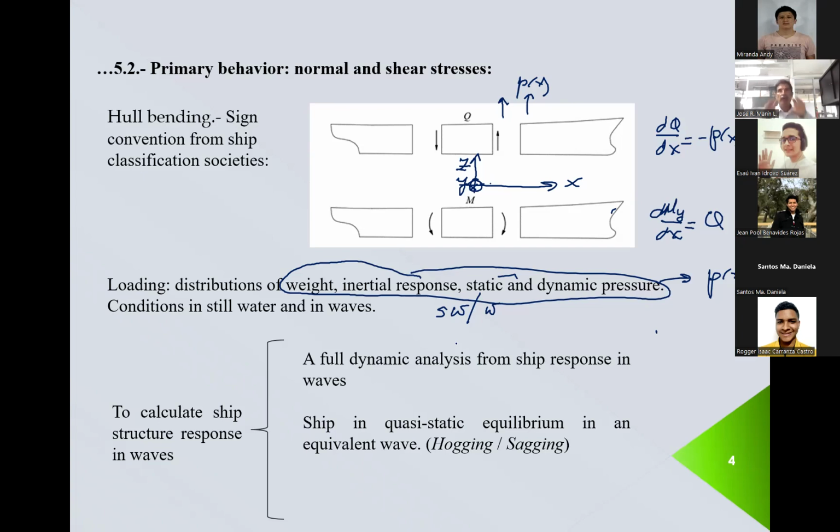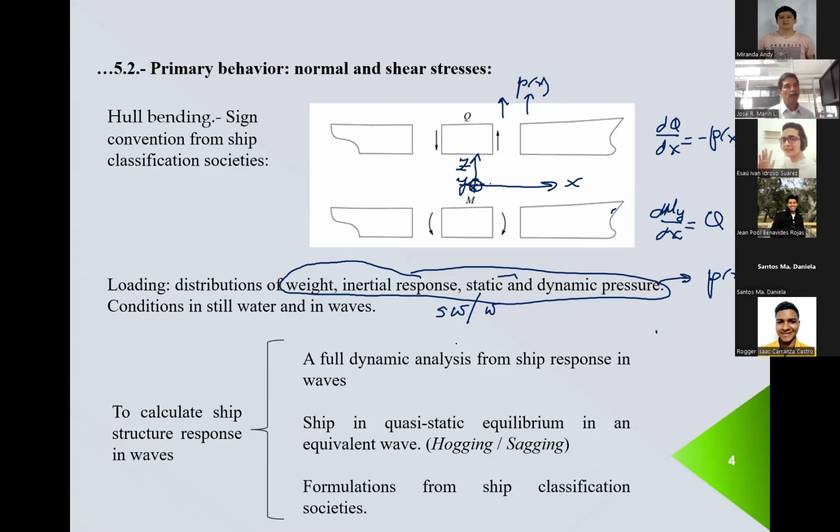So what we're going to do is we're going to get our ship, we're going to pose a wave, and since it is a quasi-static equilibrium, we can have the buoyant force and the weight force cancel each other. And the buoyant force is supposed to represent the dynamic and the inertial effects. That's the general assumption.